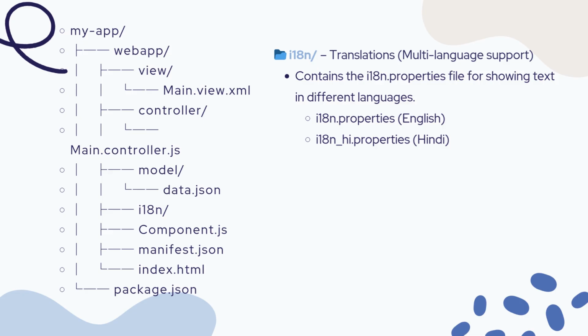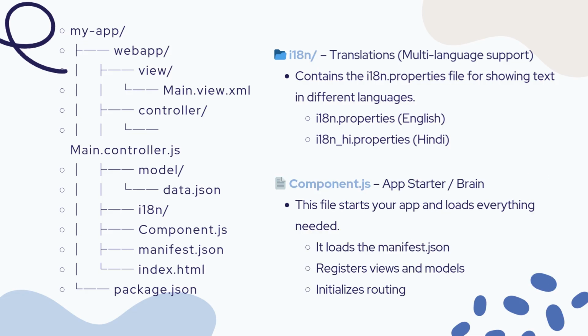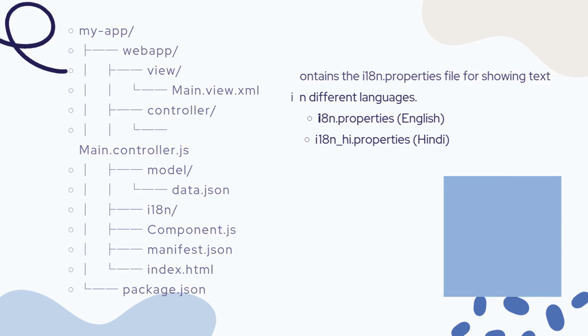Now let's talk about an important file, Component.js. Think of this as the brain of your app. It loads the manifest.json, registers views and models, and starts routing and navigation. Basically, Component.js initializes your app.